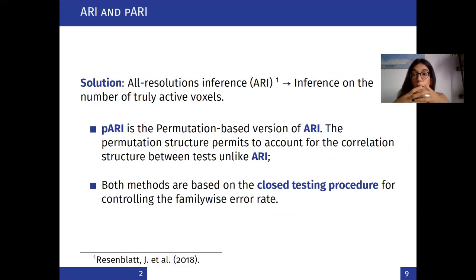So in this case, we can use the ARI method, which stands for All Resolution Inference, or the pARI method, that is the permutation version of ARI. These two methods permit to make inference on the number of truly active voxels. So we can associate to each cluster the lower bound of the number of truly active voxels. And the permutation structure of pARI permits to account for the correlation structure between tests. Both methods are based on the closed testing procedure for controlling the family-wise error rate.